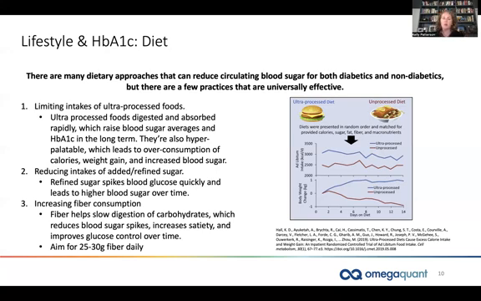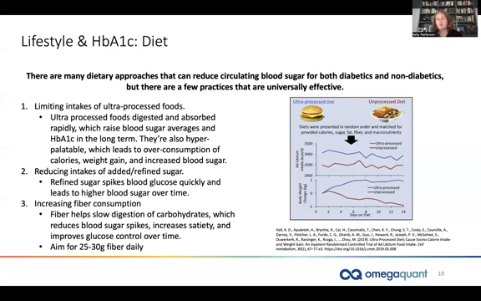But those more ultra processed things are really hyper palatable, which leads us to overeat on them because they're really good. That can lead to overconsumption of calories, weight gain, and then eventually that high blood sugar. So that's probably a really great place to start.